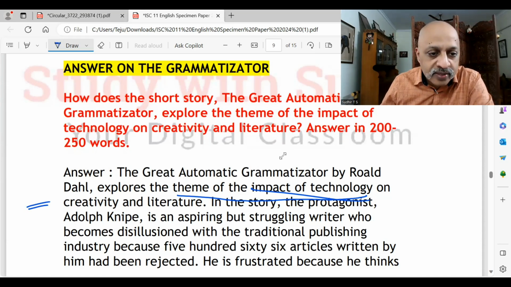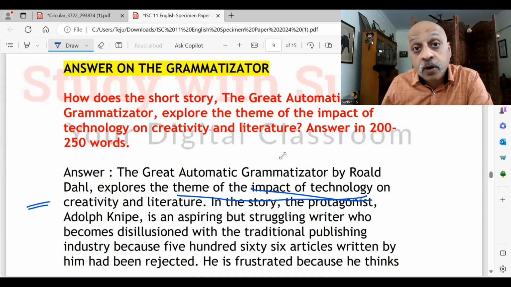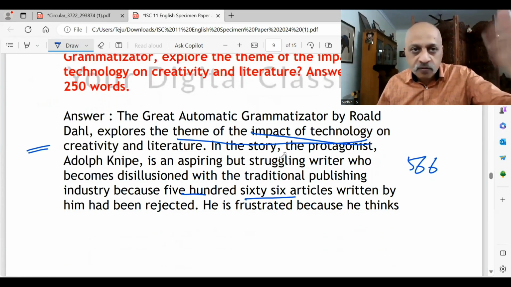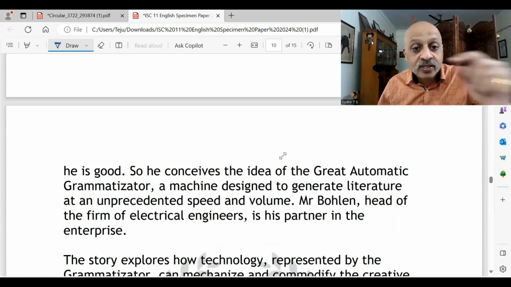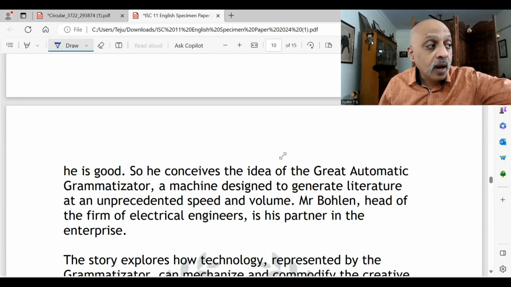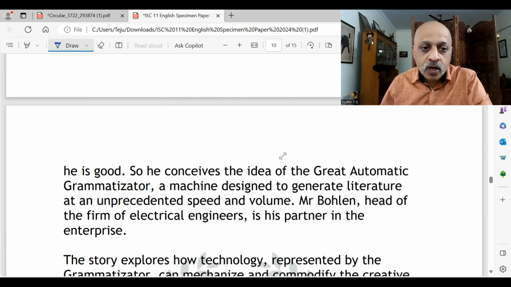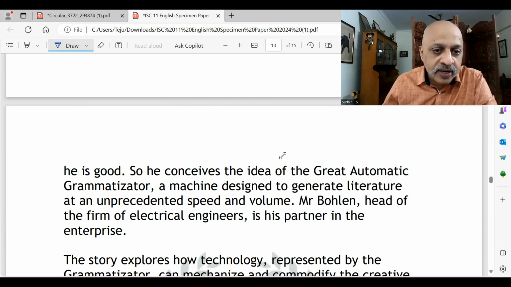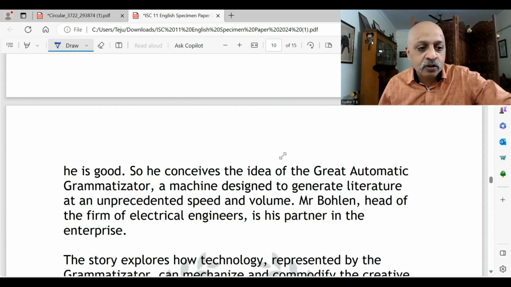In the story, the protagonist, Adolf Knipe, is an aspiring but struggling writer who has become disillusioned because उसके कितने सारे 566. Okay, 566 articles had been rejected by the different publishers. He's frustrated because he thinks he's good. उसको लगता है कि मैं अच्छा हूं, लेकिन ये लोग बेवकूफ है जिन्होंने मेरे आर्टिकल्स को रिजेक्ट किया. So he conceives the idea of the Great Automatic Grammatizator, a machine designed to generate literature at an unprecedented speed and volume. Mr. Bolan, head of the firm of electrical engineers, is his partner in that particular enterprise.